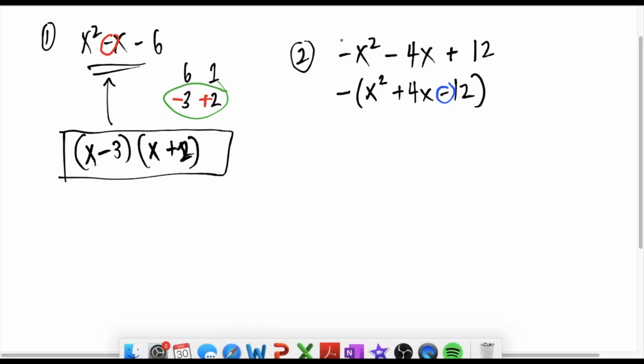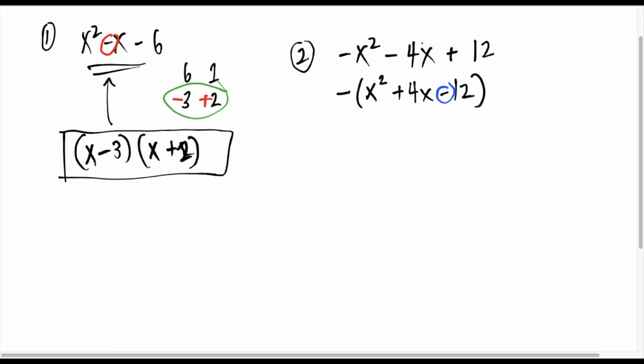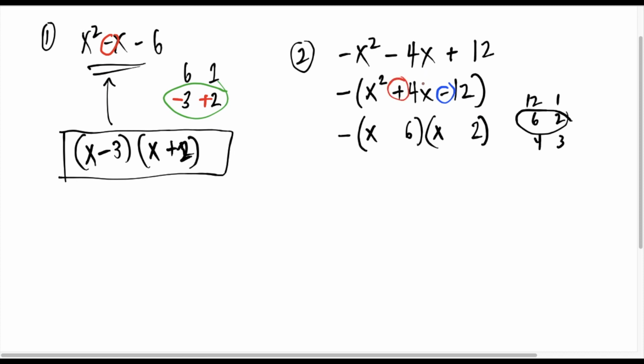negative ang ating constant. So, ibig sabihin, mag-subtract tayo, guys. Okay? So, anong factors ng 12? 12 and 1, 6 and 2, 4 and 3. Okay? Ano dito yung kapag sinubtract natin, we will get 4. Ito, 6 and 2. Right? So, here, we will have negative x 6, x 2. Okay, now, anong sign dapat nila? Since negative to, ibig sabihin, opposite signs dapat sila, right? We have positive 4x. Okay?